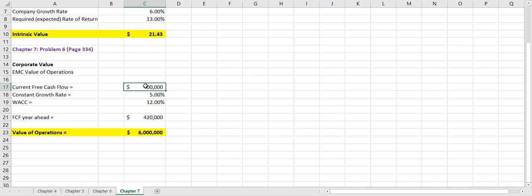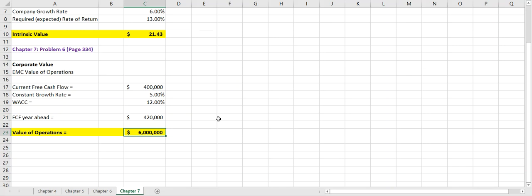If I take 400,000 and increase it by the growth rate of 5%, I have a free cash flow in the coming year of $420,000. I divide that $420,000 by the difference between the WACC and the growth rate, which is 7%, I get $6 million. That's the current estimated valuation of this company at $6 million.